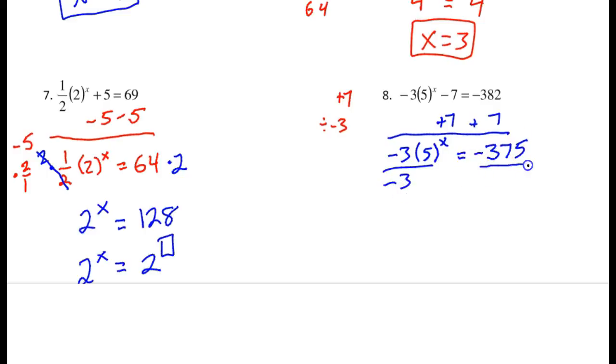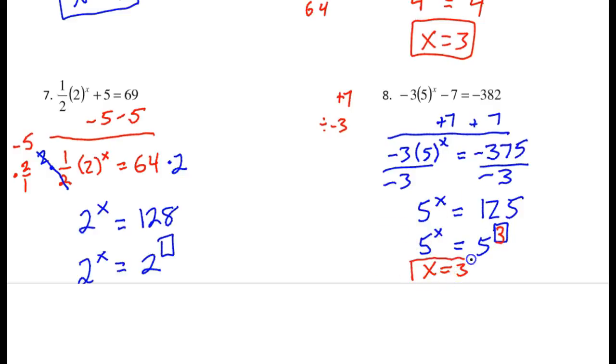Divide by 3 everywhere. So 5 to what power equals, 375 divided by 3 is positive 125. So 5 to what power equals 125. So that one's a little bit easier. We did it earlier for number 1, I believe. So yeah, 5 to the third power equals 125.